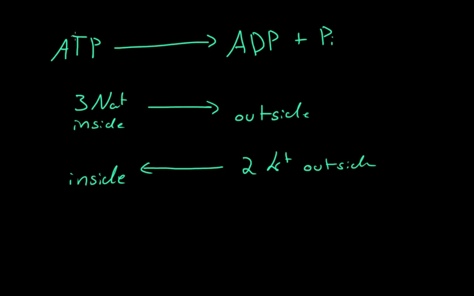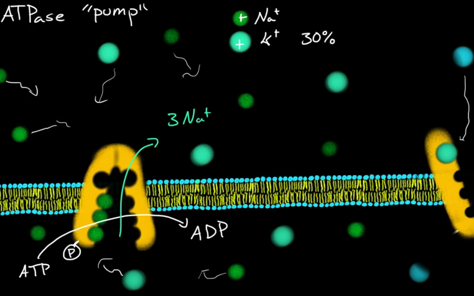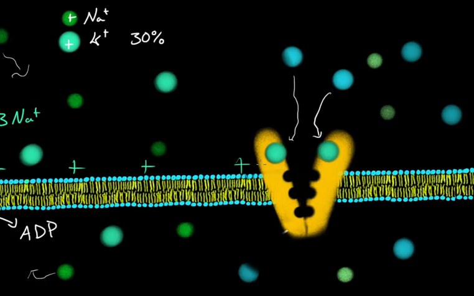So overall, every time we use ATP, we get a positive charge across the membrane. If there is a membrane here, the ATP never crosses it, it's always inside. You would have the three sodiums pass and the two potassiums come across. So we get a slight positive charge on this side, because we're taking three positive ions this way and only returning two positive ions.